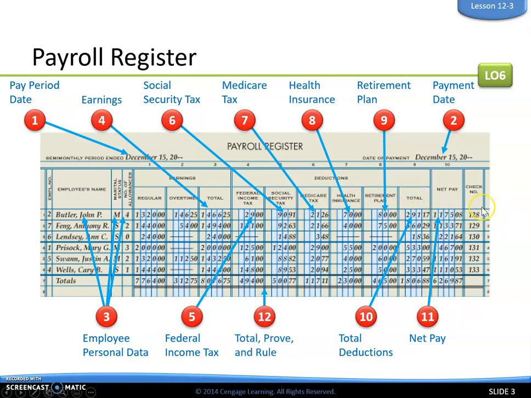And then down at the bottom, they are totaling and proving. So they're adding up all of those columns. A way that we can double check too here is making sure that our total earnings here minus our total deductions here equals our total net pay. And then the last column over here is going to be our check numbers that we use to pay those employees.